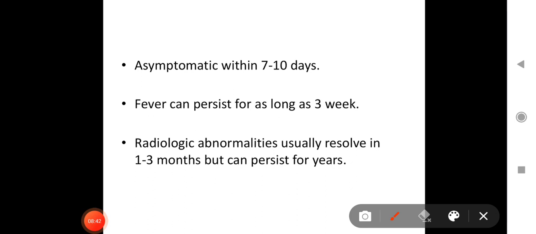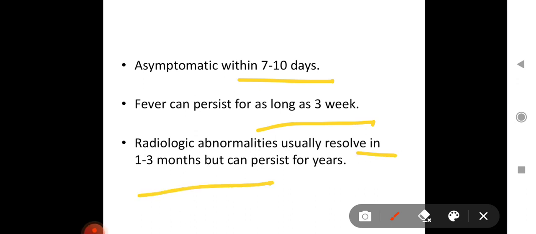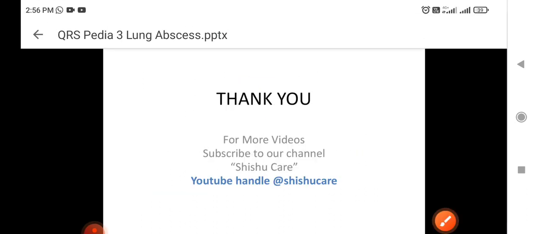Asymptomatic within 7 to 10 days. Fever can persist for as long as 3 weeks even. Radiologic abnormalities will resolve in 1 to 3 months, but they can persist for many years. So this was in short about lung abscess.